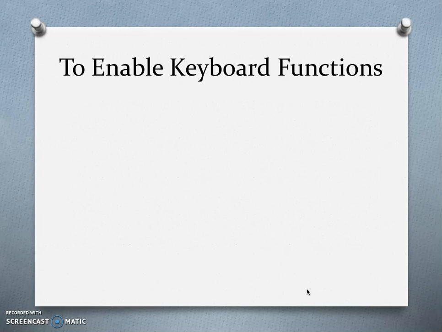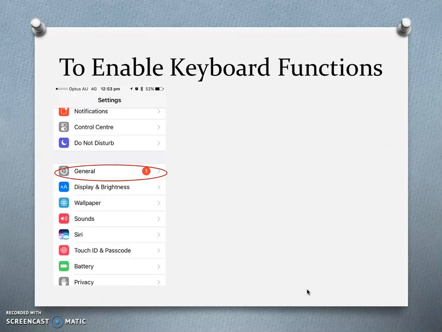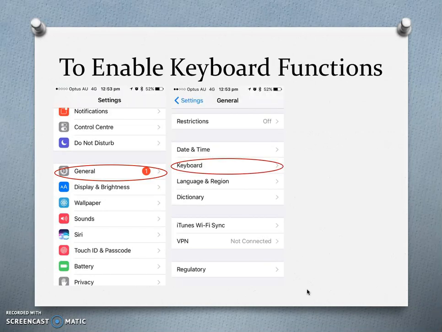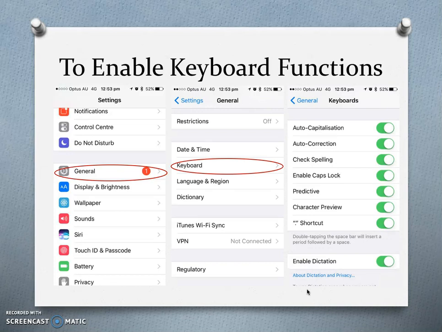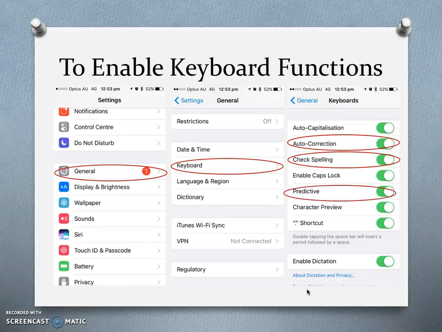To enable keyboard functions, follow similar steps to enabling dictation and screen reader. First, click on General. From here, click on Keyboard, and then select the functions that you would like to enable. The 3 we've discussed are autocorrection, check spelling, and predictive.